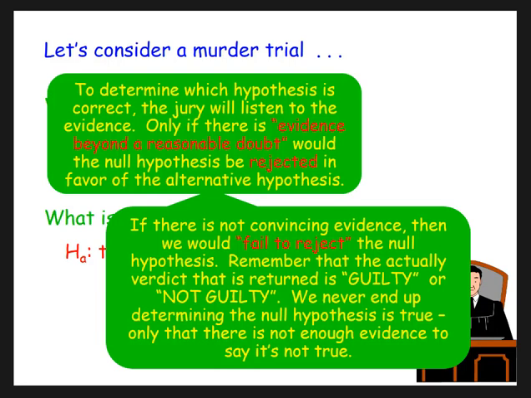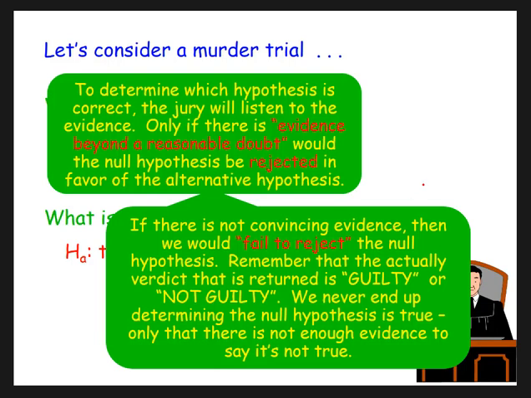Now remember, the verdict is not guilty or innocent, it is guilty or not guilty. Either they found enough evidence to reject their innocence and take their guilt, or we did not find enough evidence to reject their innocence. We failed to find them guilty. We did not find them innocent.